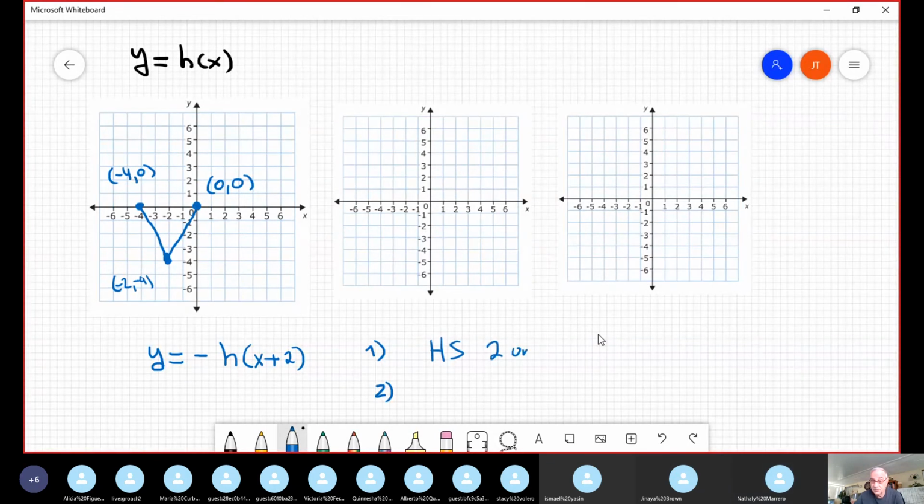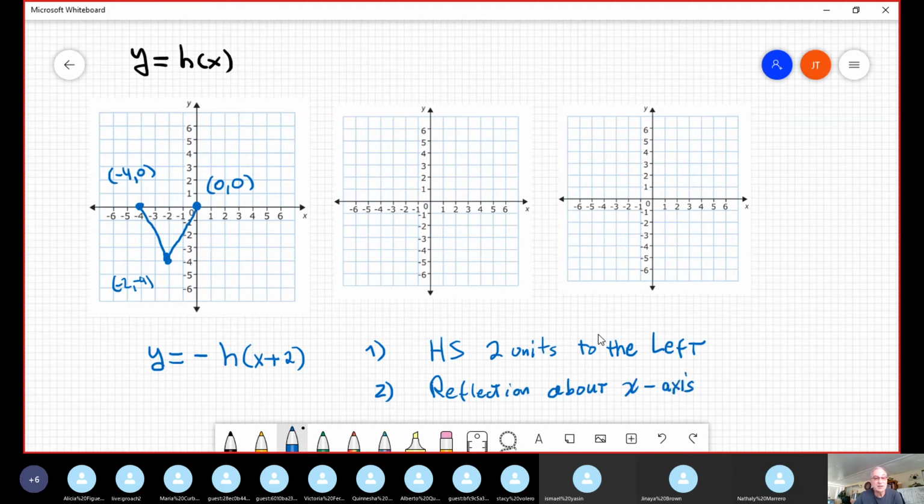What direction? To the left. How do you know it's to the left? What is the clue? Because it's plus 2, and when there's a plus, you go to the left. Exactly. And what is the last transformation? The reflection. Across the x-axis. Exactly. Reflection about the x-axis.